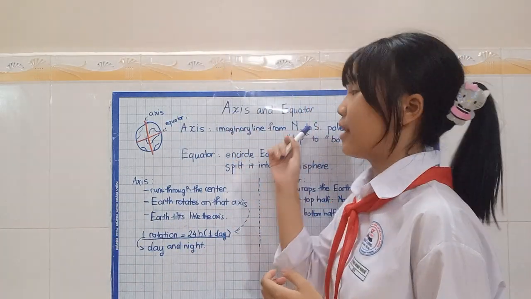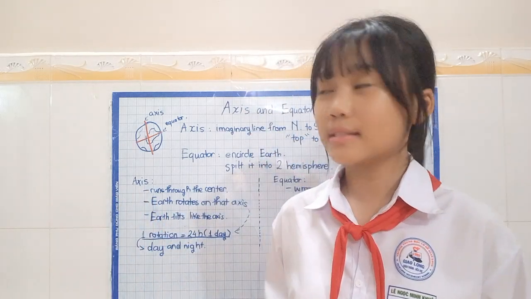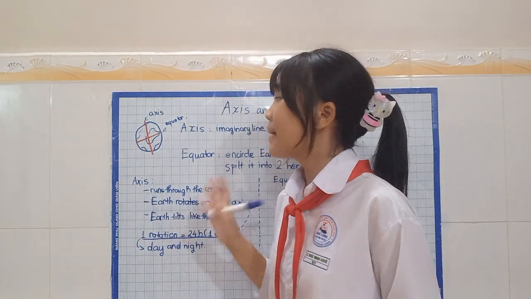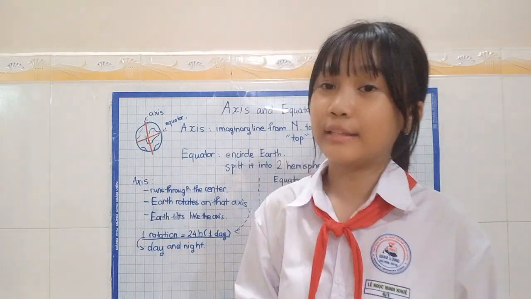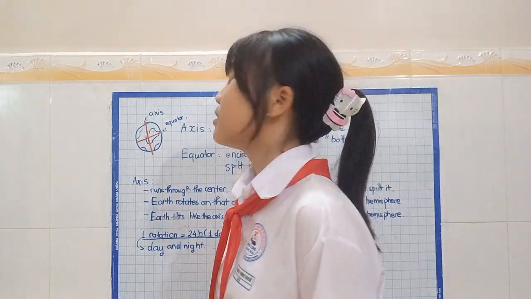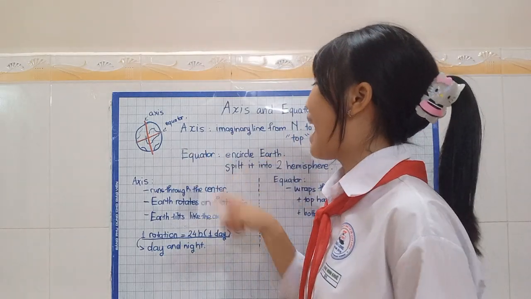For today, I'm going to be talking about a really nice topic that we've just learned in science, which is axis and equator. This is a really important thing when we're learning about science and Earth and space, because it is a really important part of Earth that we would need a lot when we're learning things. So now let's come to the definition. What are they? First is axis.